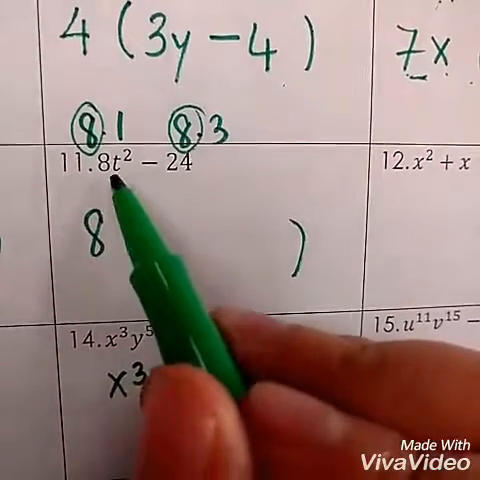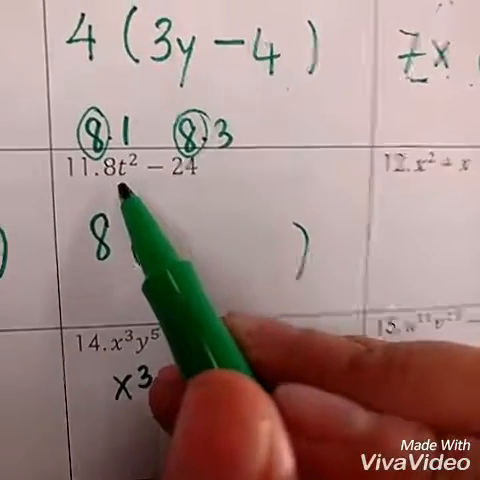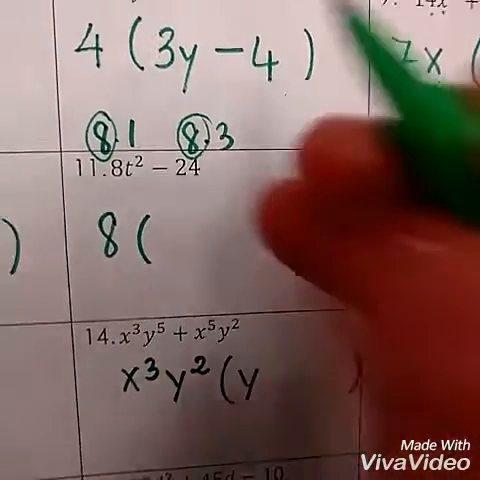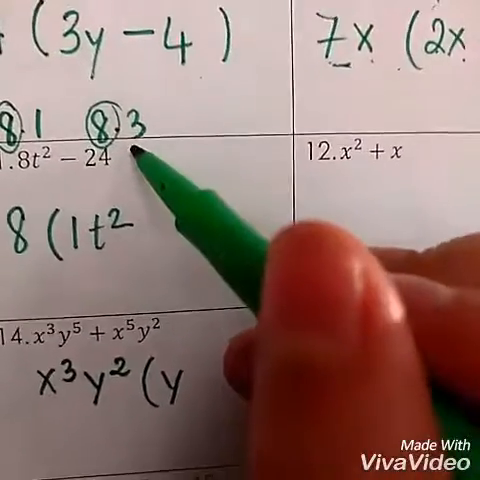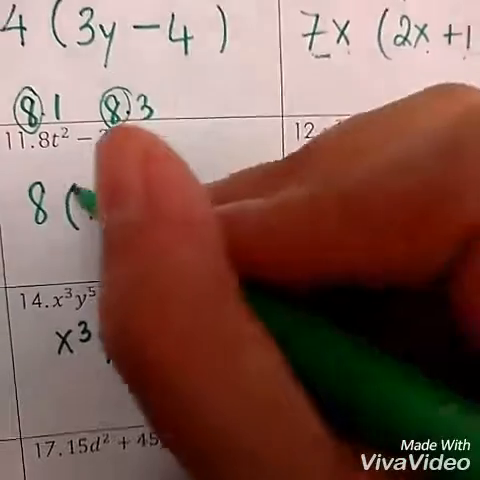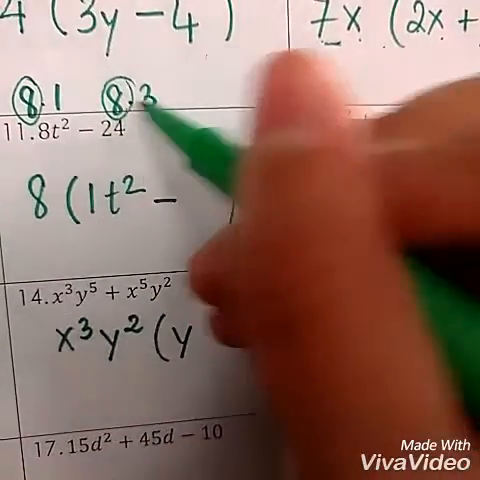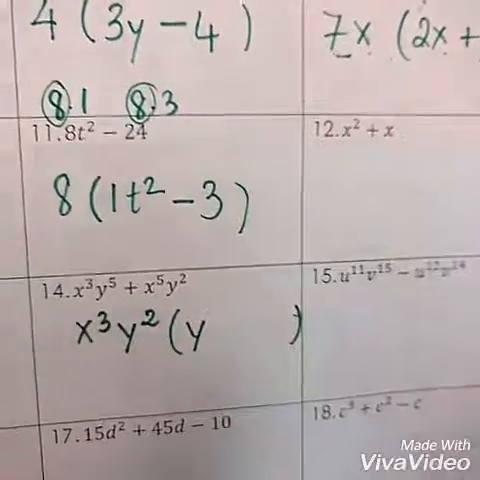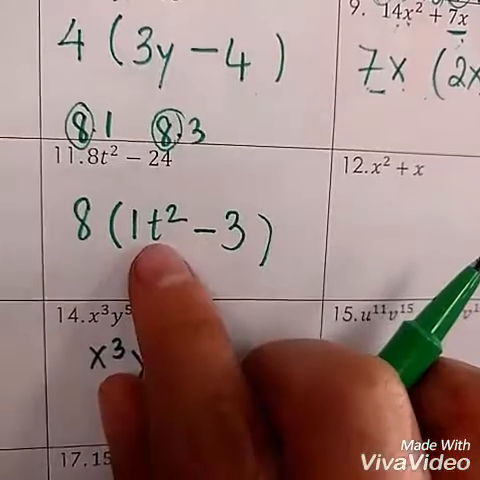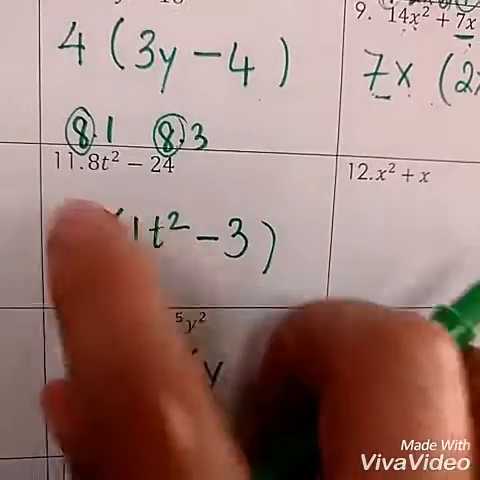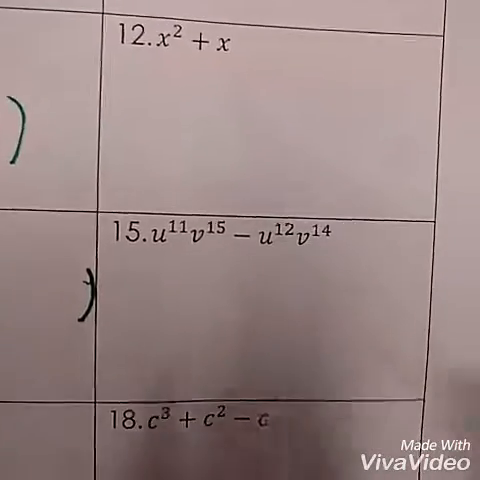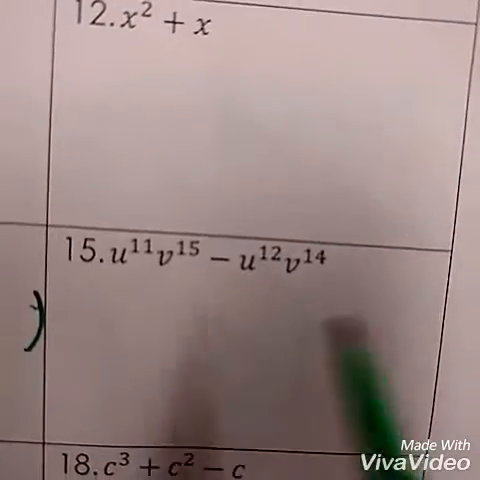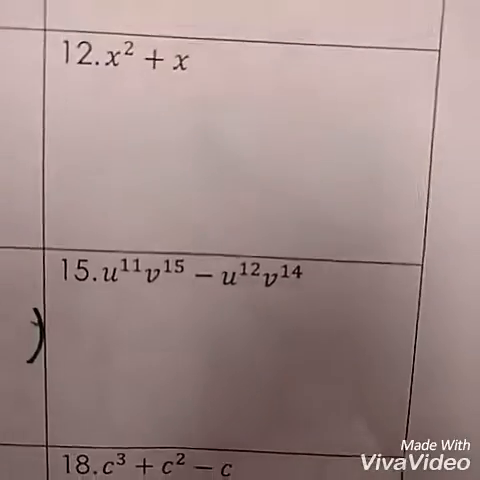Now inside the parentheses, I'm going to put whatever is left over. So here I have 1t squared. On the second term, since I'm taking out 8, I have 3 left. Again, we can check our answer by multiplying backward. You're going to get exactly the answer right here.